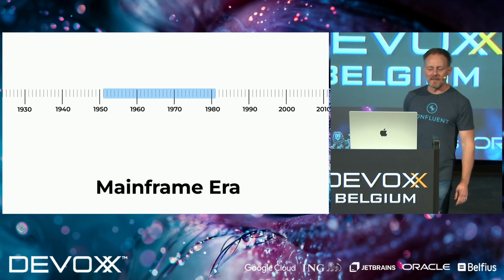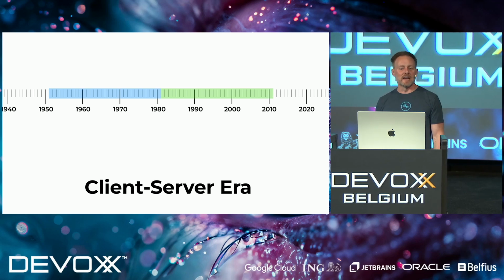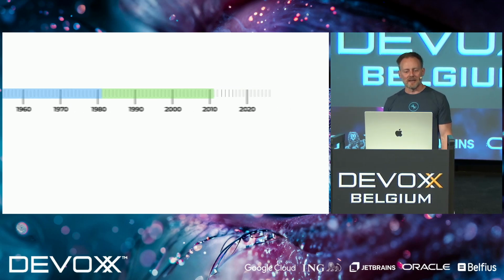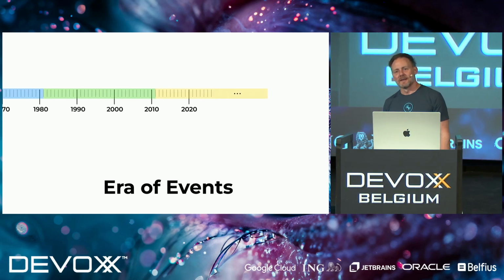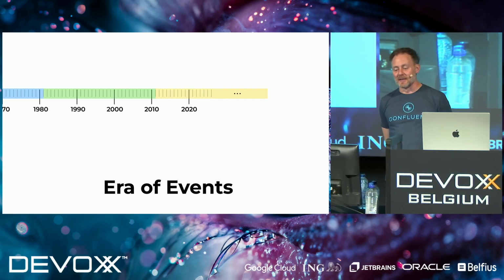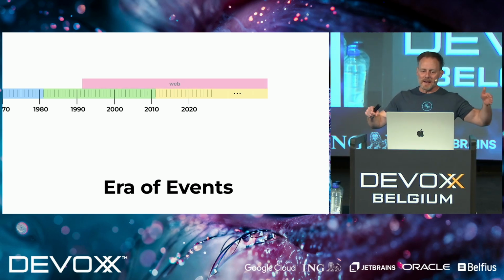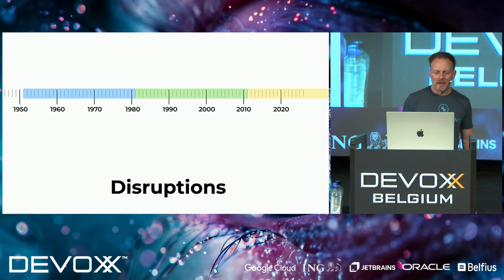From 1951 to 1981, we have the mainframe era. 1981 to 2011, we have the client-server era. Look at that symmetry, 30, 30. It's so pretty. And from 2011 on, we have what I'm calling the era of events. And we've had some other kinds of things that we layered on top of that. The web, from maybe 1991, could be its earliest possible beginnings.